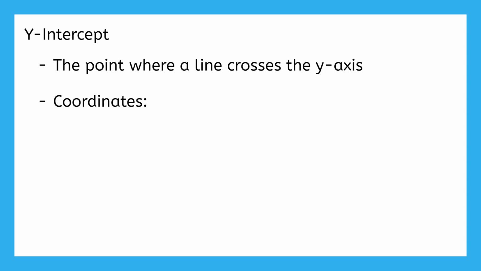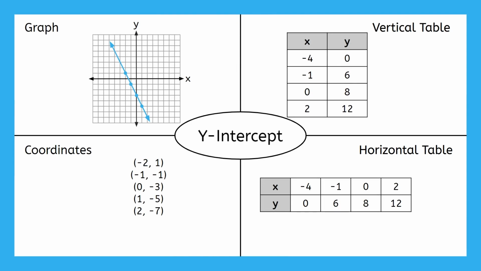Because it's on the y-axis, its coordinates have to be 0, something, or since we use b as the variable for the y-intercept, we could say that the coordinates are 0, b. With this in mind, take a look at these same 4 representations of a linear function. Pause the video here and identify the y-intercept in each.